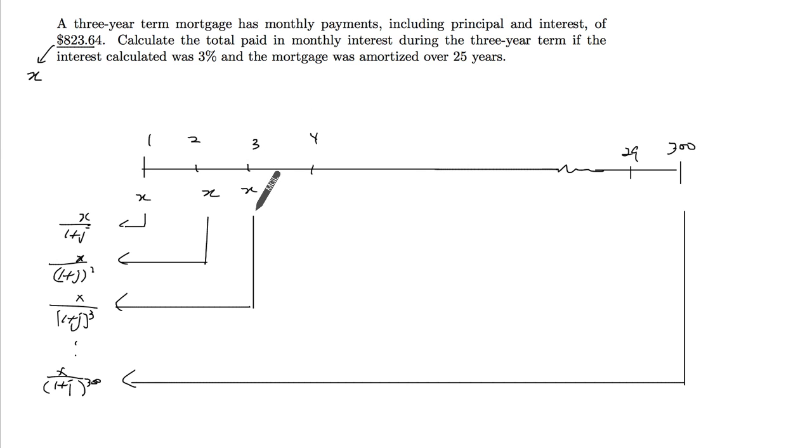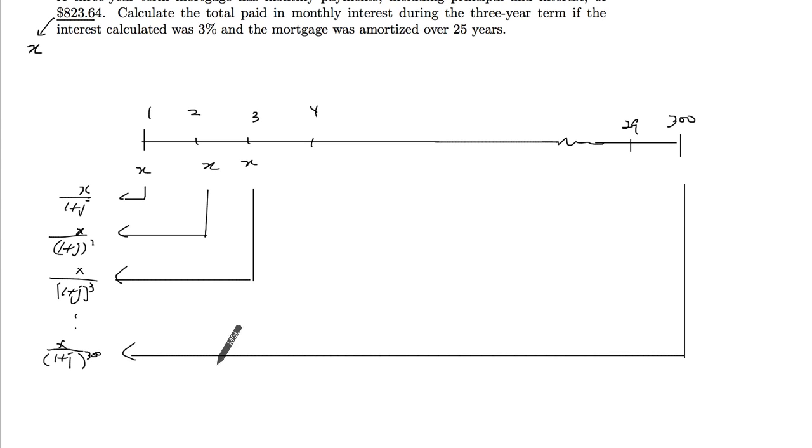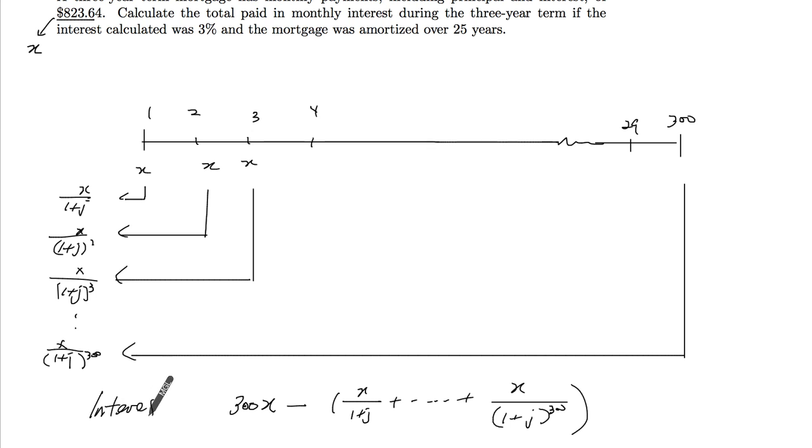Now, how much you actually paid is X times 300. The difference will be how much interest you paid. Does that make sense? So essentially, 300 times X minus the sum of all of this is the interest paid. Does that make sense?